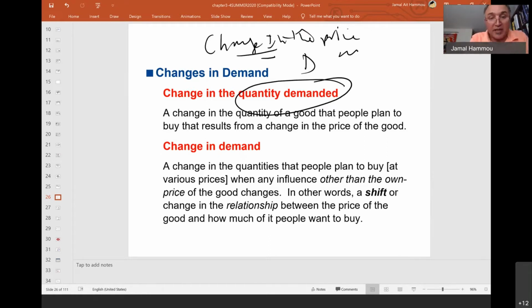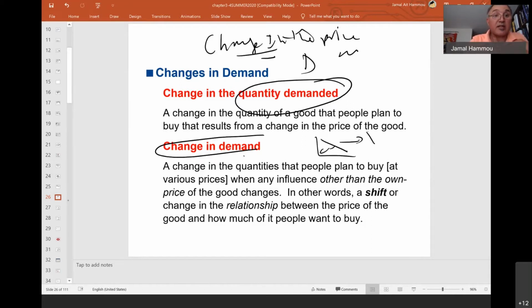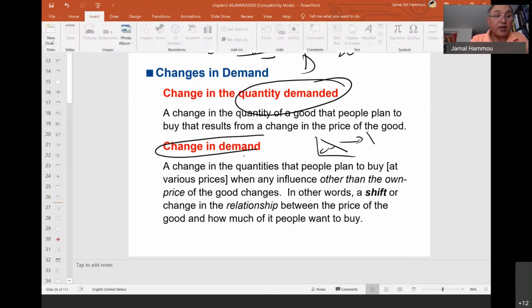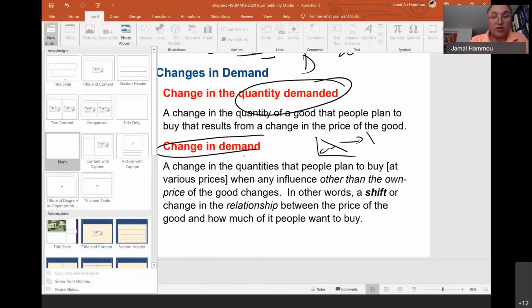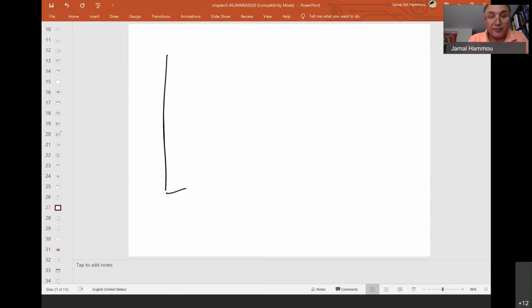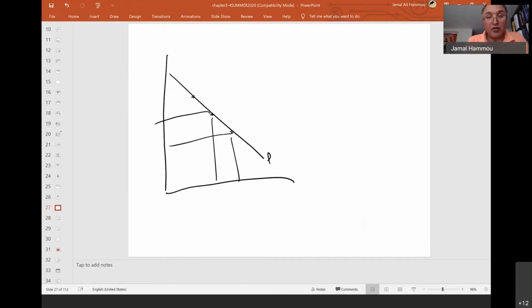But a change in demand means you have to move the whole graph. When I say change in demand, it means I'm moving the whole thing either to the right or to the left. Okay, so go back here so I can show you the difference. Now, if you're talking about a change in demand, you are moving the whole graph. So this is the difference. If I change the price, I'm moving up and down. Movement along the demand curve. I'm not going to leave. That's called a change in quantity demanded.